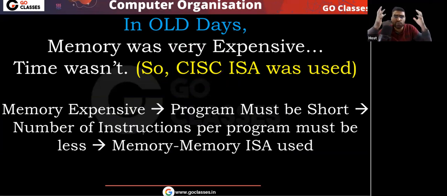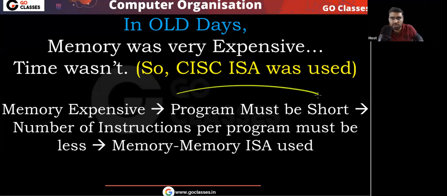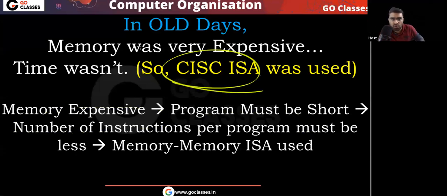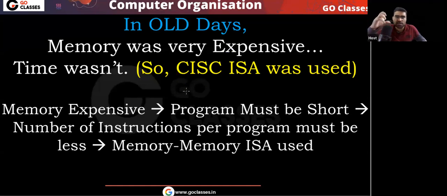So did you clearly understand what is CISC, what is the idea of CISC, the principle of CISC? Why was this CISC used in the old days? Very simple point. In the old days, memory was very expensive, so the size of the program must be small, meaning the number of instructions per program must be less. This is the idea of CISC. So the focus is on minimizing the size of the program, and we use memory instructions.